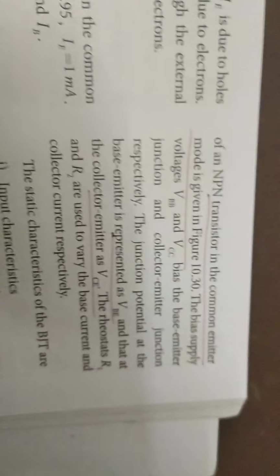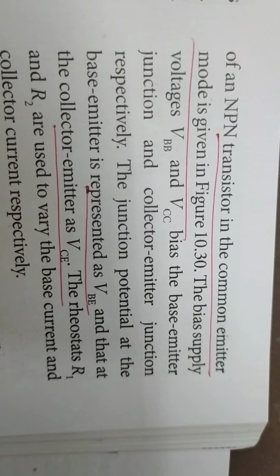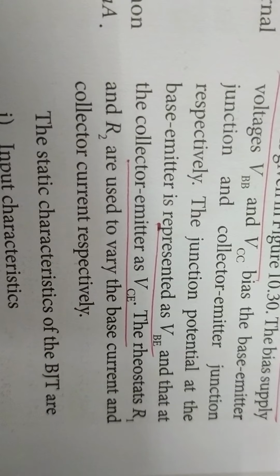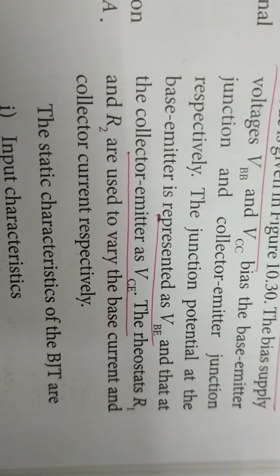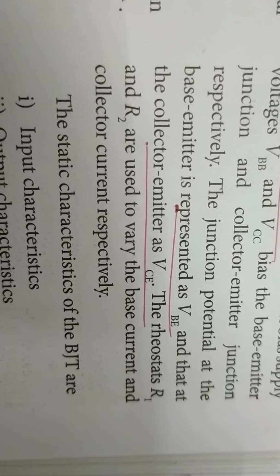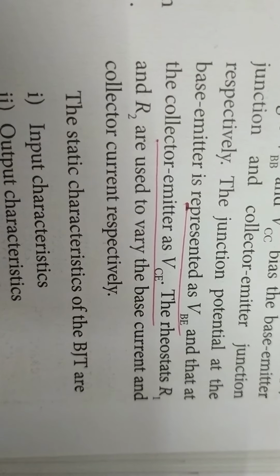The NPN transistor in the common emitter mode is shown in the diagram, and here you have junction potential as VBE and collector emitter potential as VCE, and usually R1 and R2 are used to vary the base current and collector current respectively.